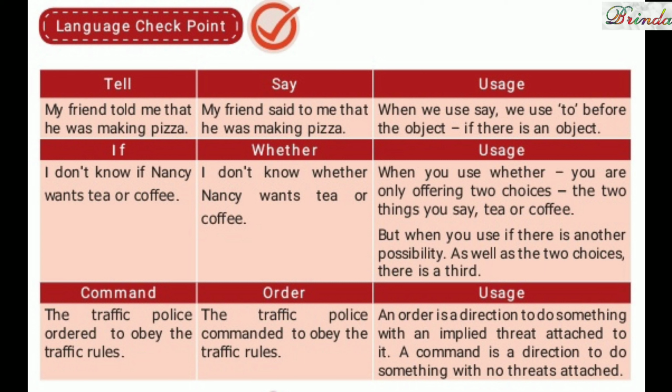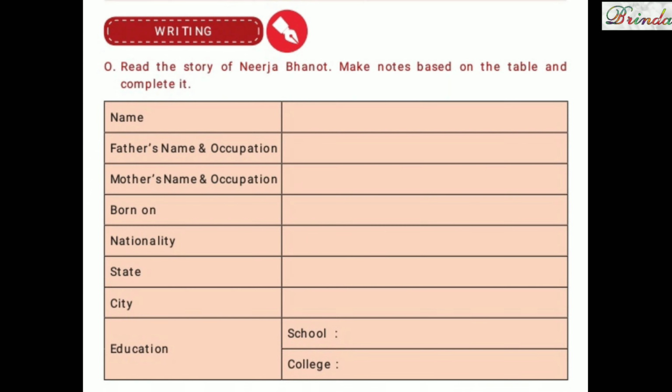The next one is command. The traffic police ordered to obey the traffic rules. So the command: the traffic police commanded to obey the traffic rules. Usage: an order is a direction to do something with an implied threat attached to it. A command is a direction to do something with no threats attached. Fine, children? Okay, now moving on to writing section.